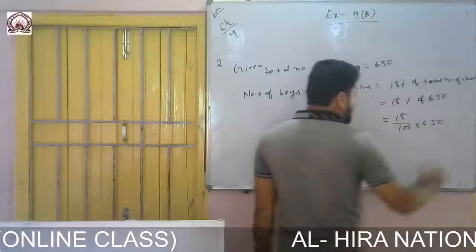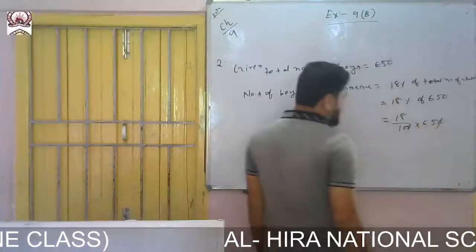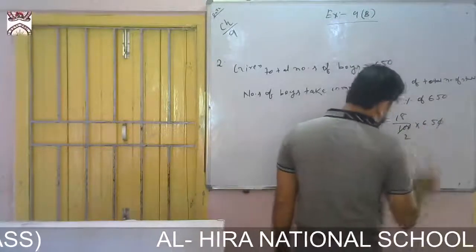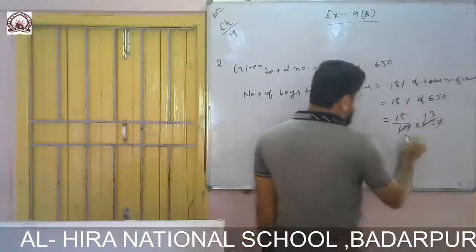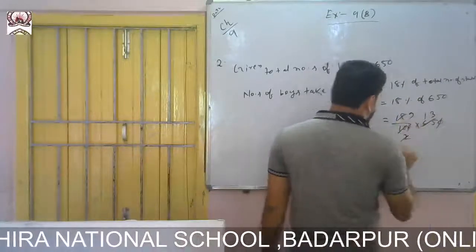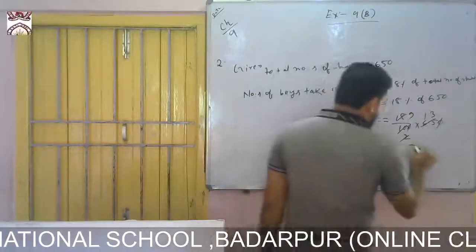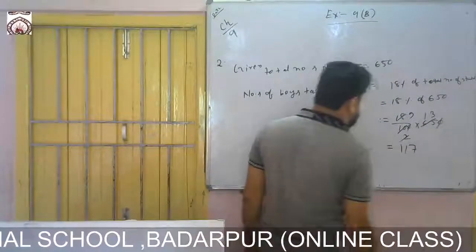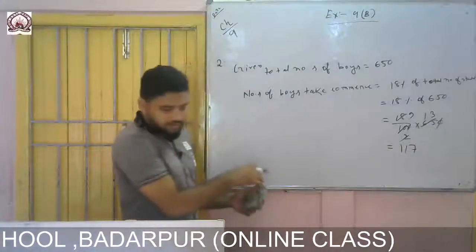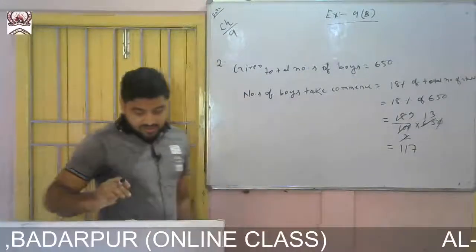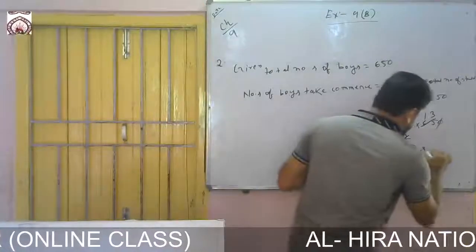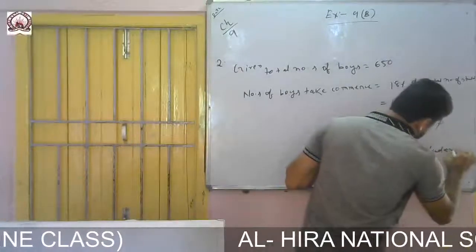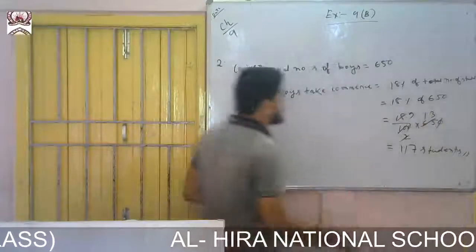Okay. So the zeros cancel. 5 twos are 10, 5 ones are 5, 5 threes are 15. Okay, 2 nines are what? 18. Okay. 117. 9 into 13 is what? 117. Write the 117, students. Answer. Okay.